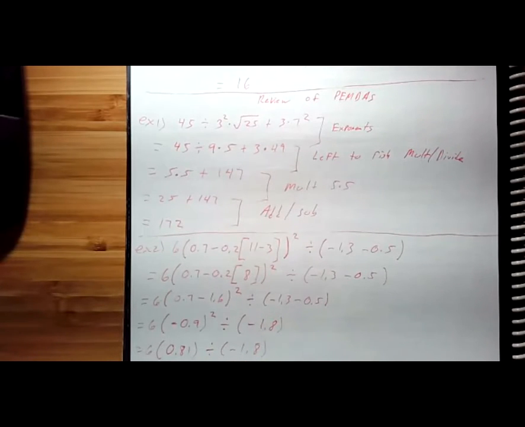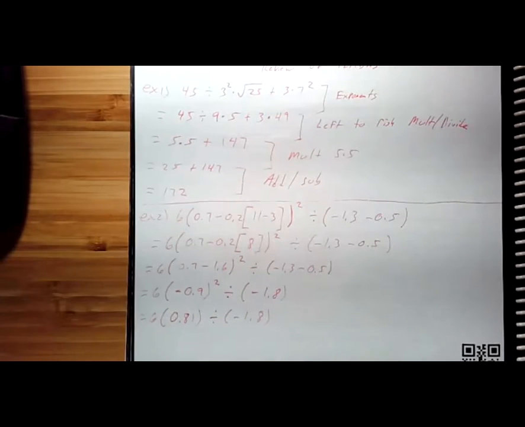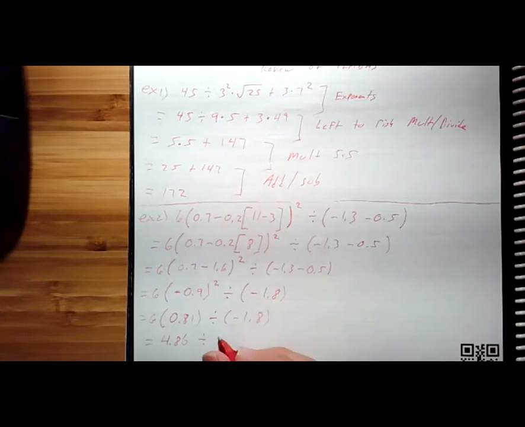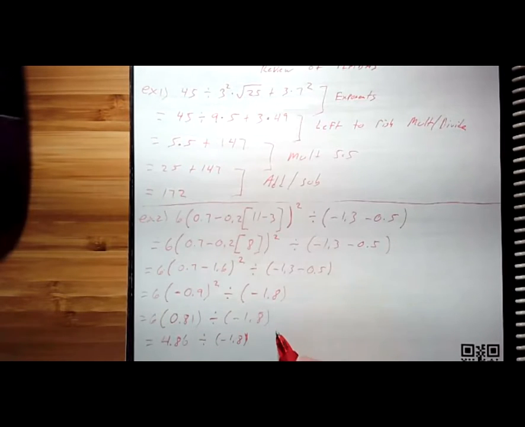Almost done with this problem here. So left to right, multiply and divide, because we've done all the stuff inside parentheses. We've done the exponents. There's not much left to do. So 6 times 0.81. That's going to be 4.86 divided by negative 1.8. Now this is a plus and that's a negative, so the answer will be negative.